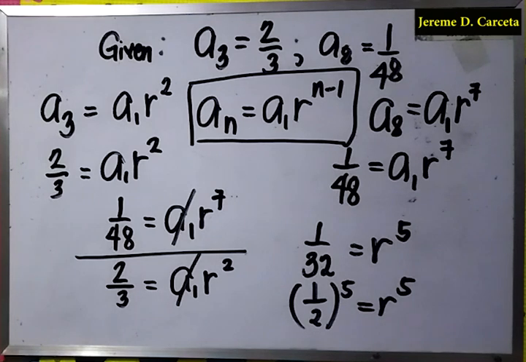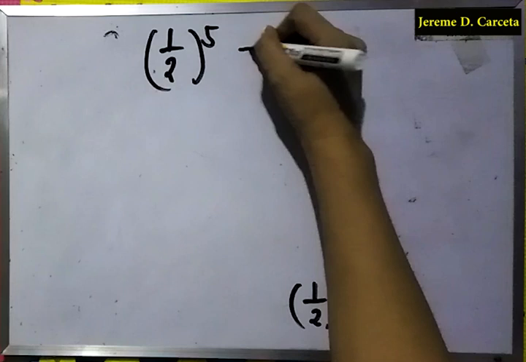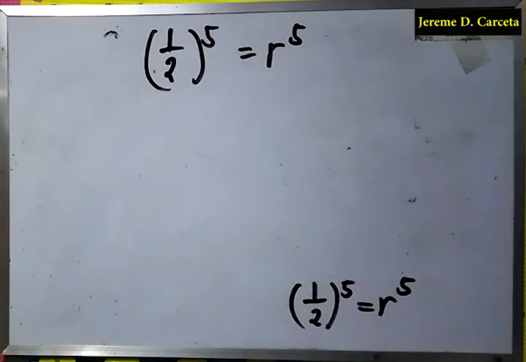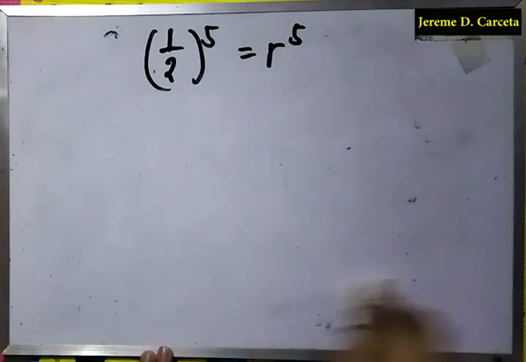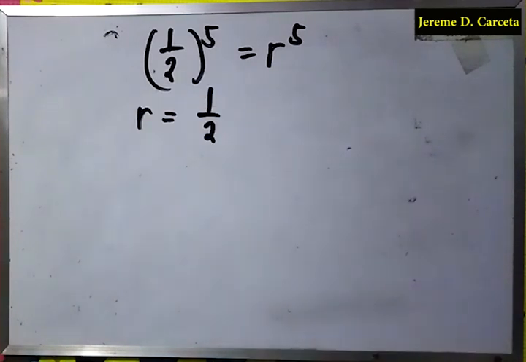And we all know, as we distribute 5 both to the numerator and denominator, 1 to the 5th power would be 1, and 2 to the 5th power would be equal to 32. So again, we have 1 half raised to 5 is equal to r to the 5th power. So in this case, we disregard the exponents, and we will have here 1 half as the value of the common ratio. So we have already found the value of the common ratio.